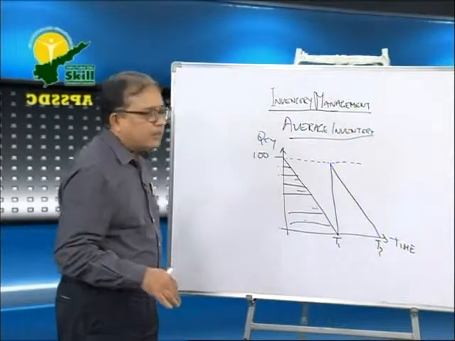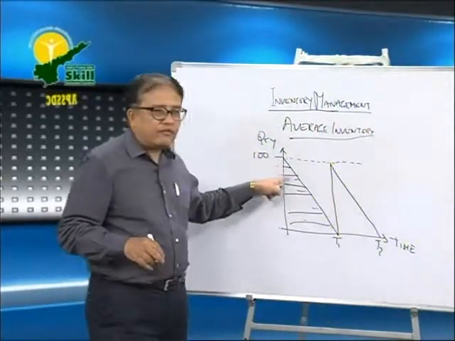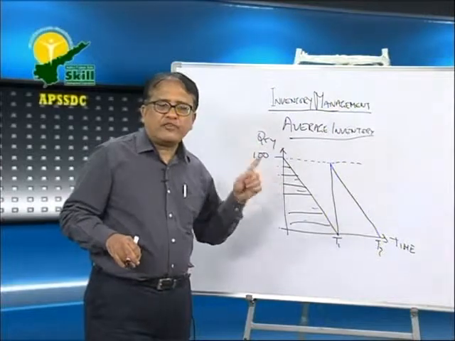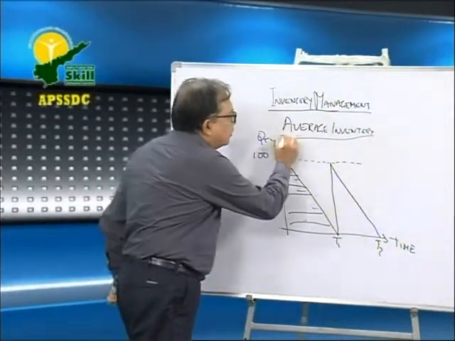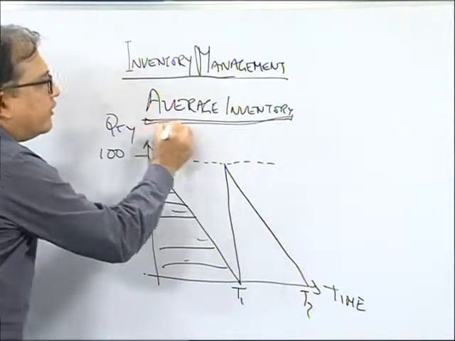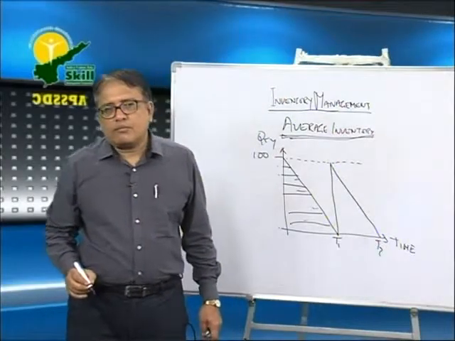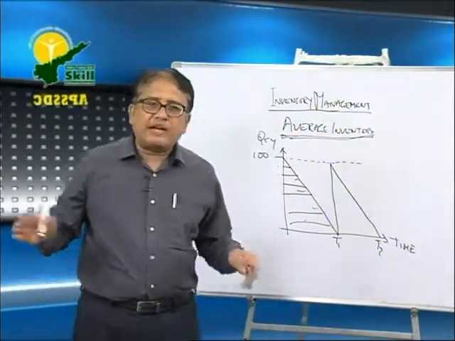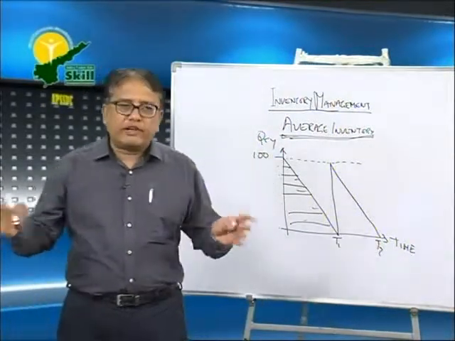So what do I want to know? I cannot calculate my inventory every day. I cannot calculate my cost of inventory. My cost of inventory is also connected to my average inventory in the plant or in the warehouse. Now how do I calculate average inventory? The way exactly we calculate average, the maximum plus the minimum divided by 2.